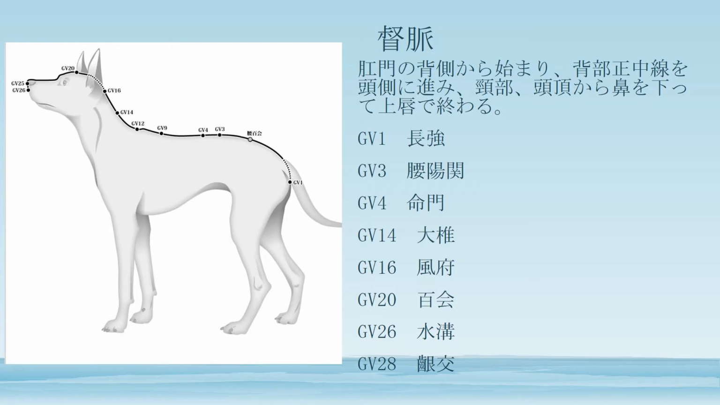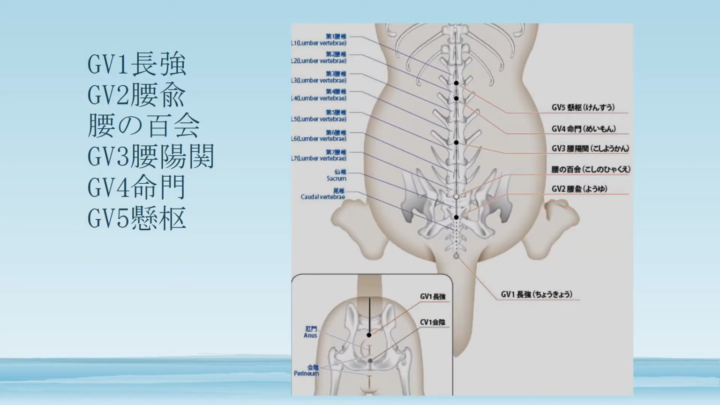The first acupoint is GV1. On the lumbar region, GV3 and GV4. On the thoracic will be GV14. On the cervical region, GV16. And at the top of the head, GV20. And on the mouth, GV26. In the mouth, GV28.